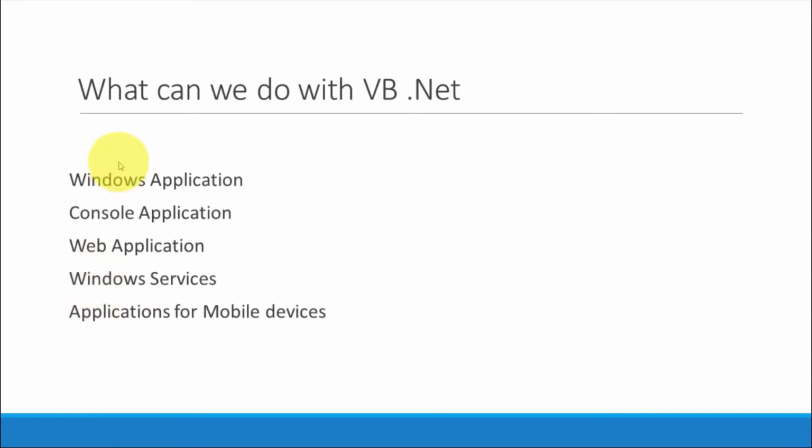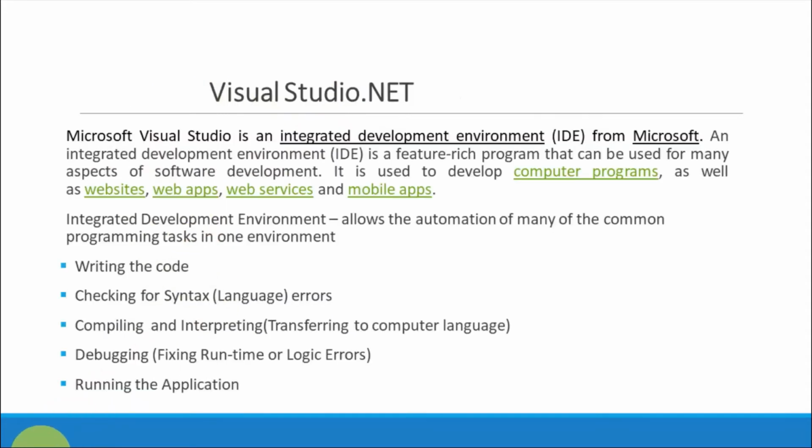So now the question is, what can we do with VB.NET when it is so powerful? What type of applications can we develop with the help of VB.NET? See, there are lots of applications like Windows applications, console applications, web applications, Windows services applications, and applications for mobile devices. So these are the various services and applications which can be developed with the help of VB.NET.